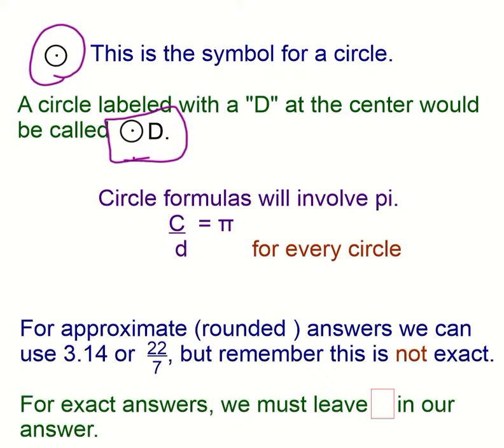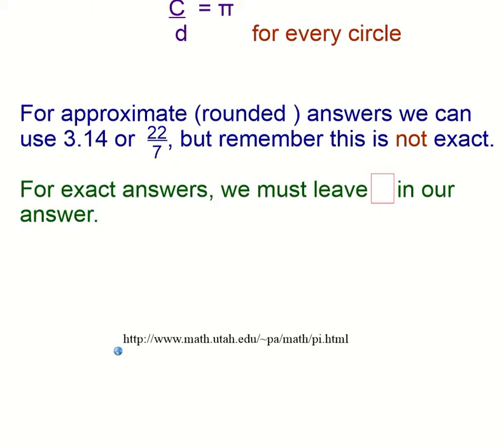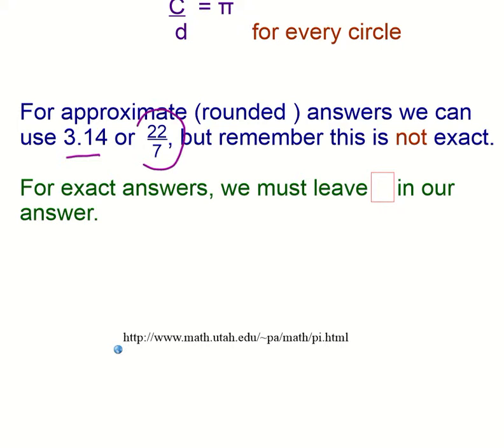Circle formulas always use this number pi, and pi is irrational. You've probably heard about it before, and what it really is, is a ratio of the circumference to the diameter. So for every circle, the circumference divided by the diameter will give you pi. We approximate pi to be 3.14 or 22 over 7, but remember that neither of these is exact. For exact answers, we must leave pi in our answers.